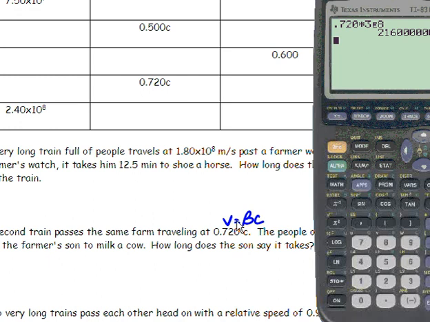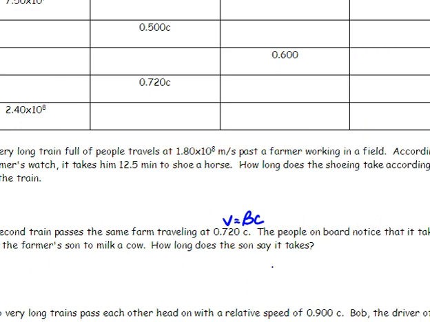It actually turns out that this velocity given as a beta c value is nice for us in terms of our calculations, because watch what we're going to do here. In number 3, it says this train is going past the farm at 72% the speed of light. It's traveling really quick. The people on board notice that it takes 3.5 minutes for the farmer's son to milk a cow. How many clocks measured that? The people. People is plural. So that 3.5 minutes is actually a 2 clock time.